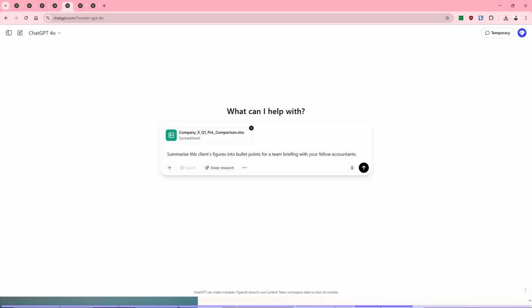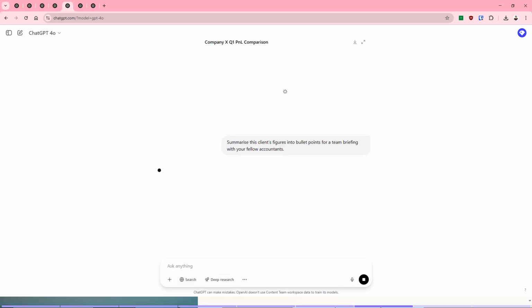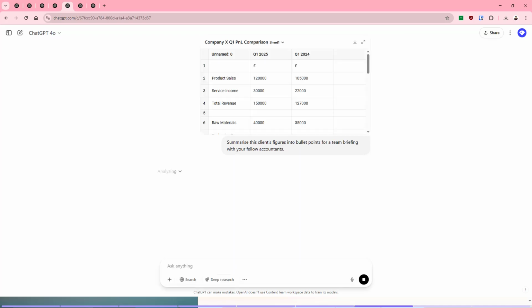So we've got our first prompt. We've got our Excel spreadsheet that has been inserted into the ChatGPT, and we've asked it to summarize these clients' figures into bullet points for a team briefing with your fellow accountants. So this might take slightly longer because it's got to analyze the figures.